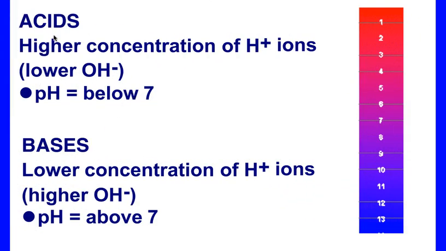So just to reiterate, acids would have a high concentration of hydrogen ions, and their pH would be somewhere below 7. And bases would have a low concentration of hydrogen ions, so their pH would be higher than 7. So this is our pH scale, goes from 1 to 14.